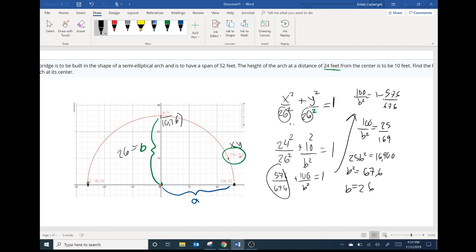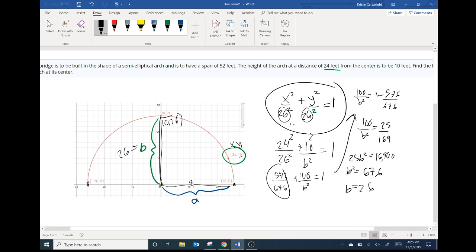It's an ellipse, I guess. You could still call it an ellipse in a way, but your A and your B are identical. That's because it's the radius of the circle. So this thing could have been written in the equation of a circle as well as an ellipse. So that's the height of the arch from its center to its highest point, right at its center.